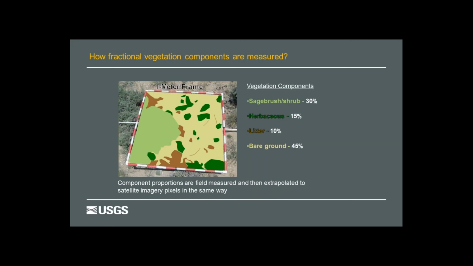They then take all of those vegetation component estimates, average them together, and that becomes the estimate for that 10 square meter area. That then comes back into the lab where they extrapolate it to satellite imagery pixels in the same way. And then they combine it with their World View 2 and 3 imagery and get their 2 meter predictions.